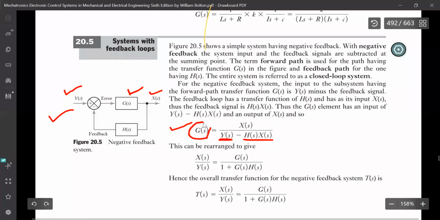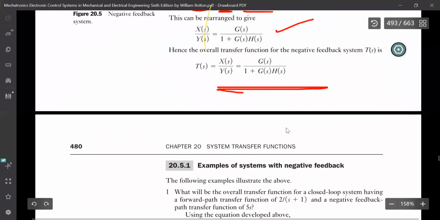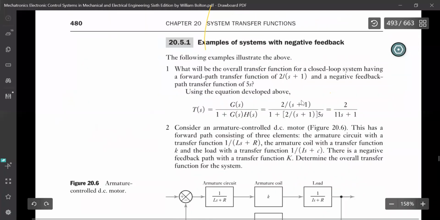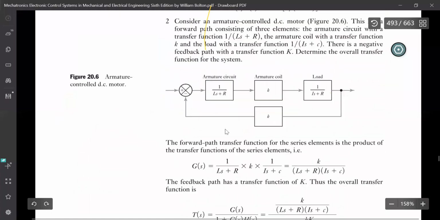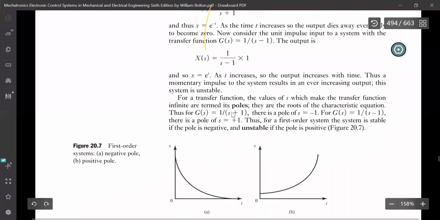Okay, so this can be rearranged like this, and hence the overall transfer function can be obtained. Then we have a small example over this. Two systems are given. You can follow that formula and calculate the transfer function. This is negative feedback. These articles are not in your syllabus.